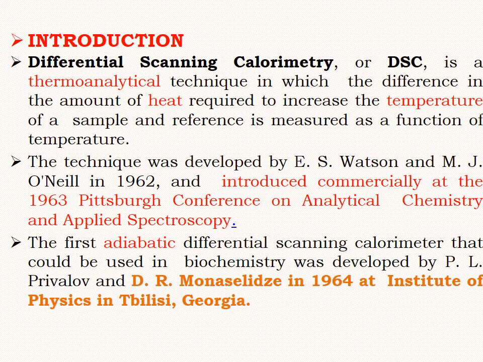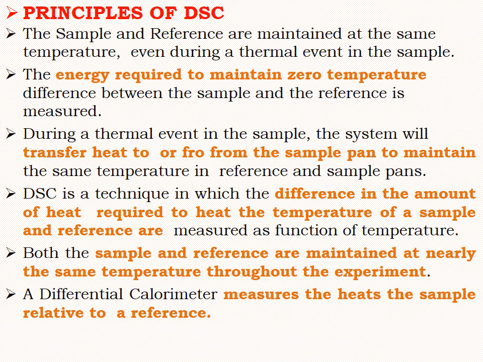Using this differential scanning calorimetry. Later on, two scientists developed the adiabatic differential scanning calorimeter in 1964 at Georgia University, and they developed it only for biochemical activities, in the Department of Biochemistry. Then we will move on to the principles of DSC.